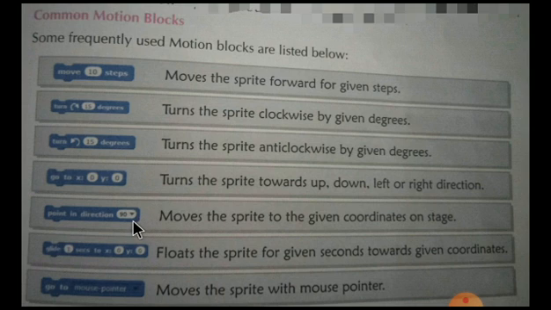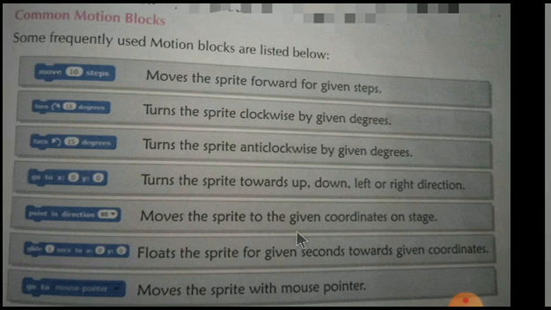Next is point in direction. Move the sprite to given coordinates on stage. You can give x-axis or y-axis by giving in this block. Next is float. Float the sprite for given second towards given coordinates. Next is move the sprite with mouse pointer. You can move your sprite by using your mouse pointer also.